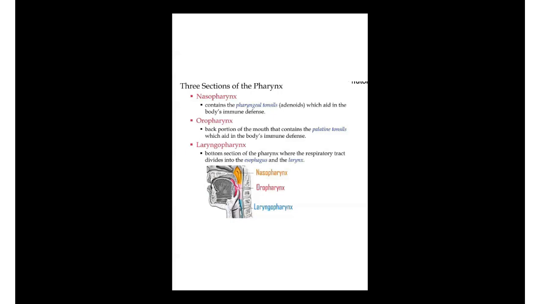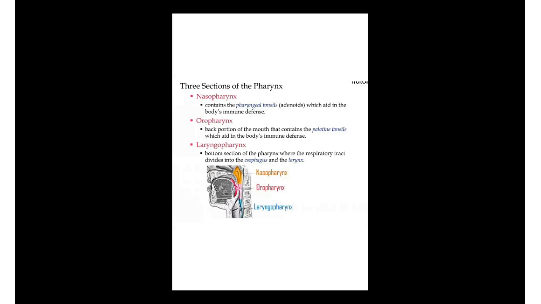Now if I talk about the three sections of your pharynx, the common area I told you, that is your nasopharynx, the area beyond the nose and above the oropharynx. The nasopharynx contains the pharyngeal tonsil, that is the adenoid, which is part of the body's immune defense system, so it fights for the defense. Next is your oropharynx, the back portion of the mouth, which contains the palatine tonsils, which aid the body's immune defense system.